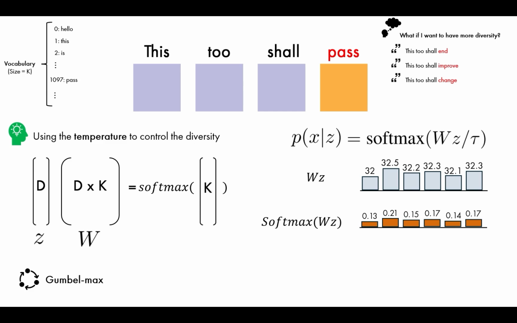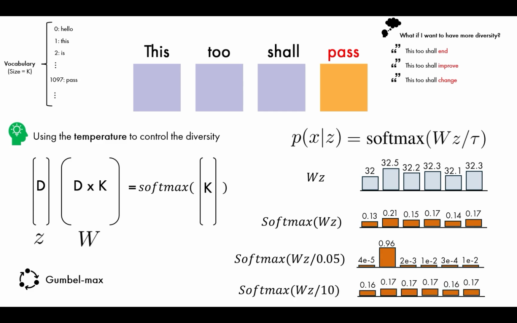And that's where the temperature hyperparameter comes in. If you put a very small value like 0.05 as the temperature, the probability turns into this, so if I use Gumbel-Max, then 96% of the time we select element 2, and the remaining 4% of the time we select the other ones. And if I put a large value for temperature like 10, then it turns into a more uniform distribution, so all of them become equally likely to be selected.